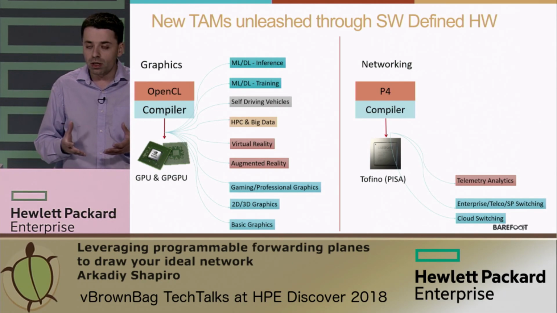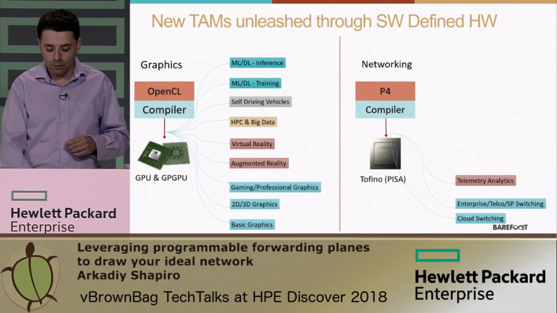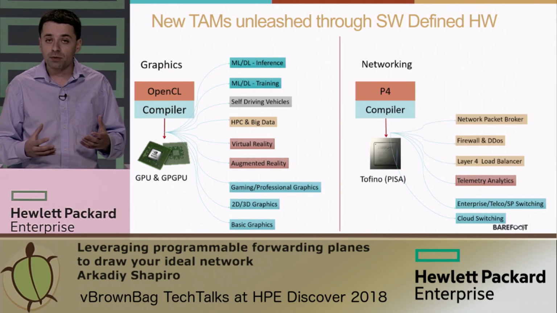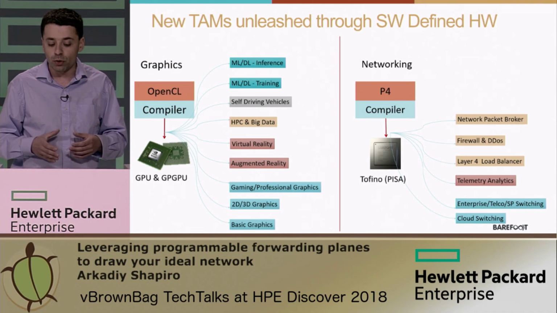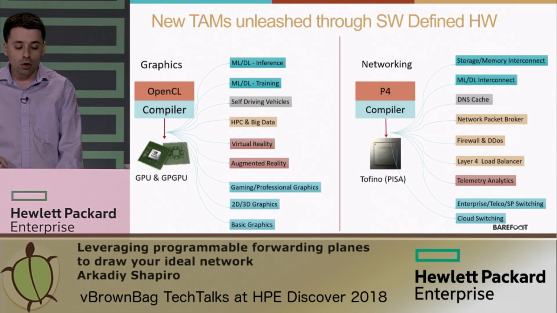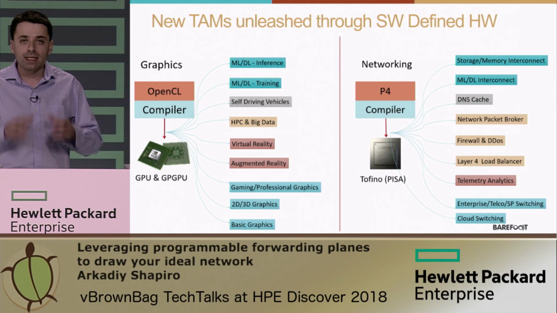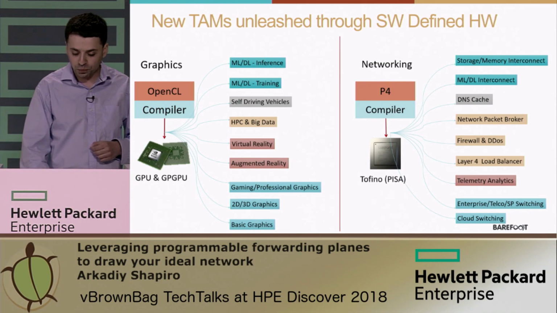Where we're starting this with telemetry analytics with just data center switching, and we're seeing this expand to other types of applications that are not just plain data center switching, like packet brokers, layer 4 load balancers, and going further towards building a specialized network and interconnect for machine learning, for storage, and beyond.